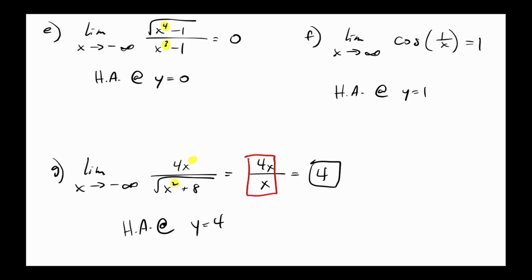So it would be 4 if it was positive infinity, right? So negative infinity we have to take into account. What if I plug in a negative number here and a negative number here? They would cancel each other out and make positive. That's why it becomes 4.